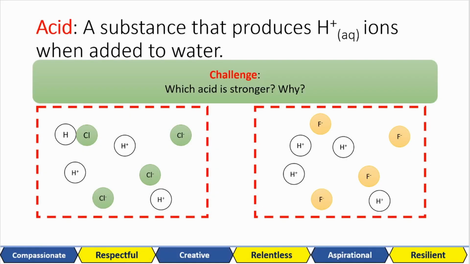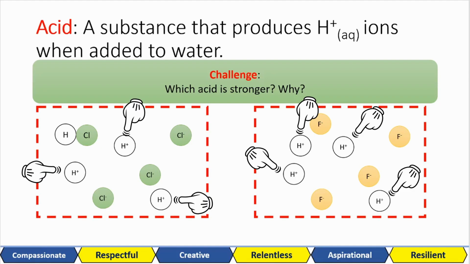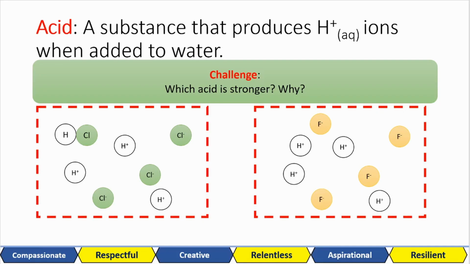It's the hydrofluoric acid. That is because more hydrogen ions are dissociated. The left only has 3 hydrogen ions that are free to move around, but the right hand side has 4 hydrogen ions that are free to move around. Remember, it is all about the amount of hydrogen ions that you have floating around in your solution. That's what makes something a strong acid.